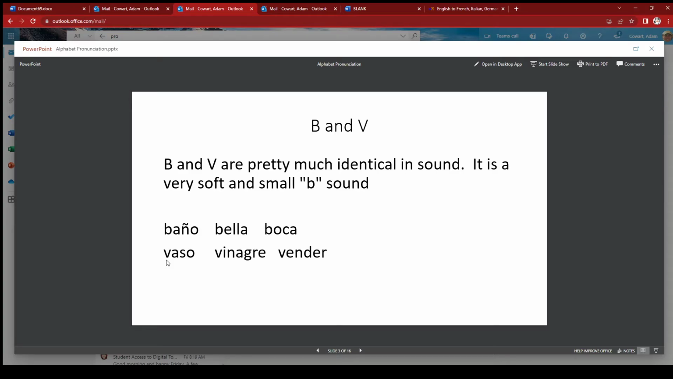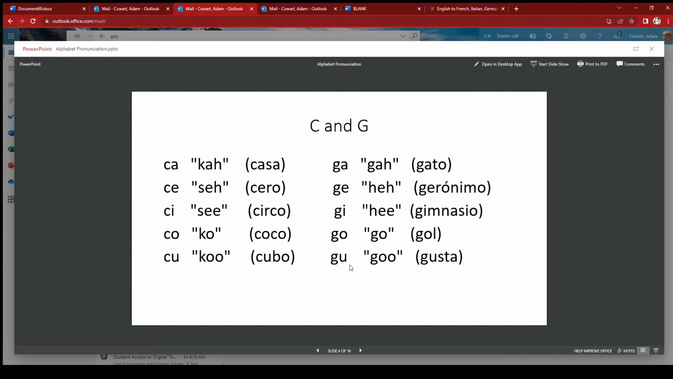All right, this is pronounced baso, vinagre, vender. Baso, vinagre, vender. Baso. Okay. Now the C and the G, you don't have to write all this down. I will give you this on a worksheet.